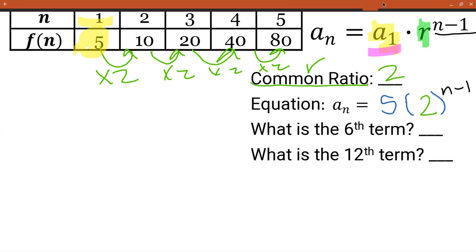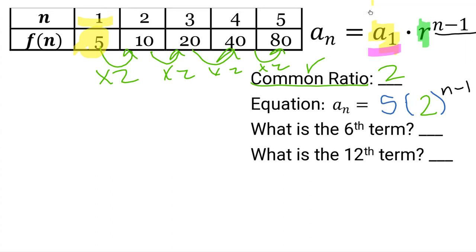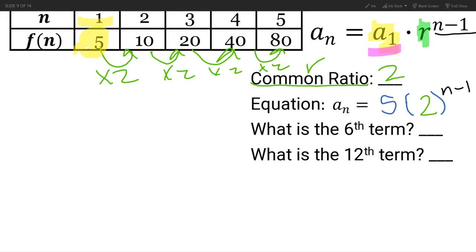So again, we could use this for any term. So we are going to use our equation to find any term. In this case, our sixth term. When we're looking for our sixth term, that means our n value is equal to 6.